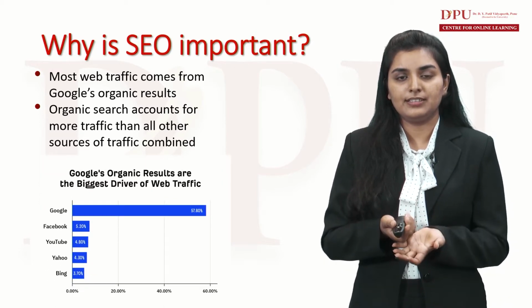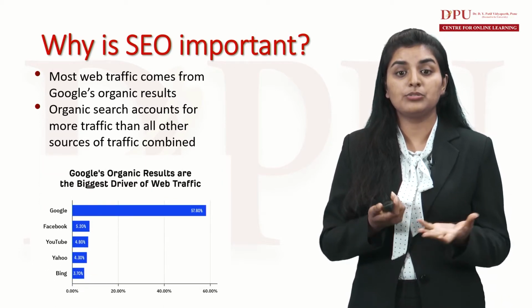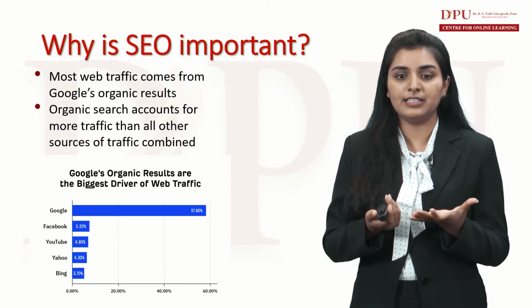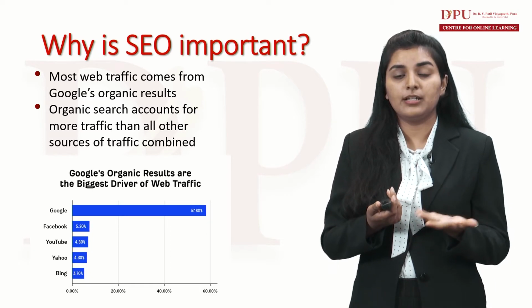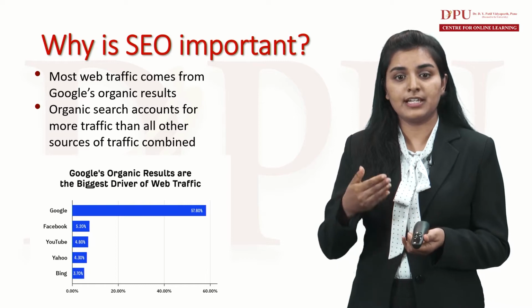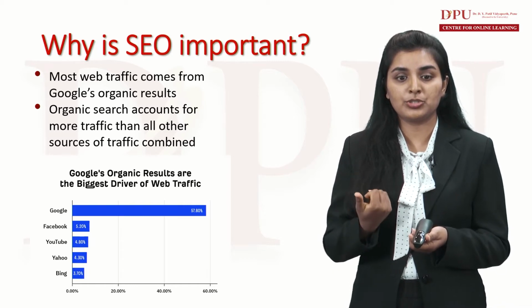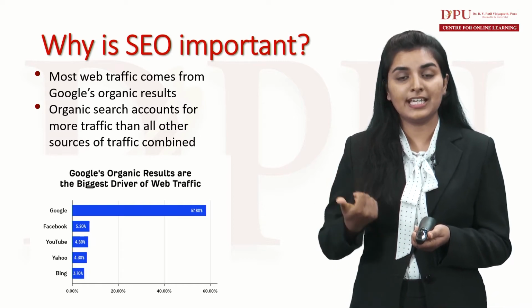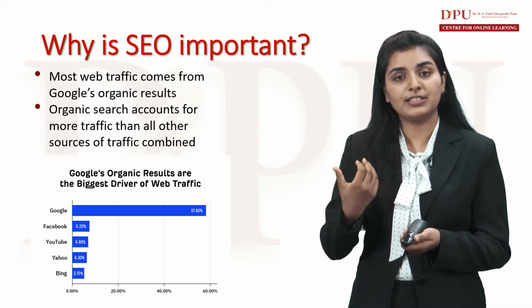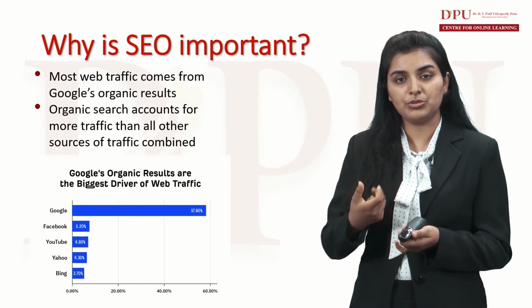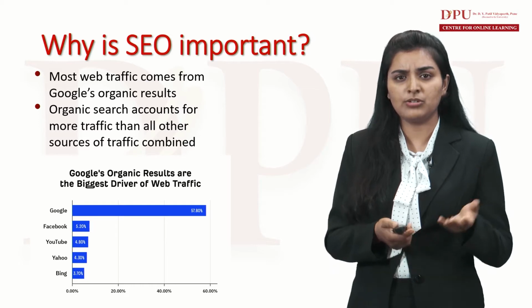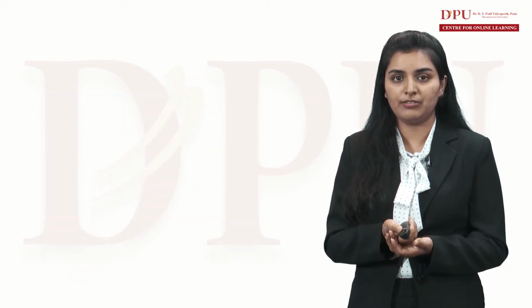So here is a piece of data for you all. Google's organic results account for the number that you get to see on your screen, right? And it is followed by Facebook, YouTube, Yahoo, and Bing. So you see, the majority of the traffic that is coming organically to your site is through Google, right? Or the search engine that we are talking about here, right?